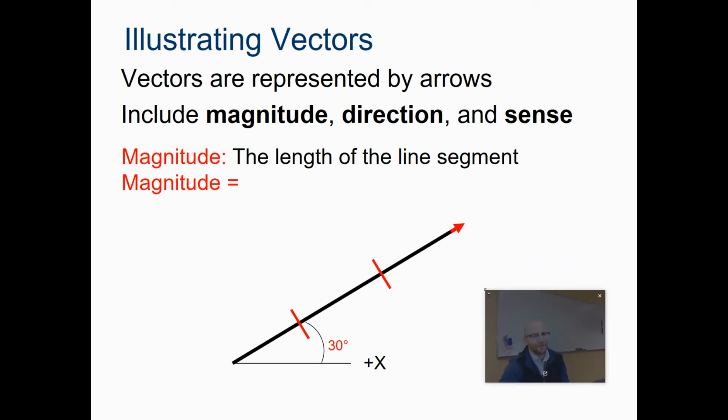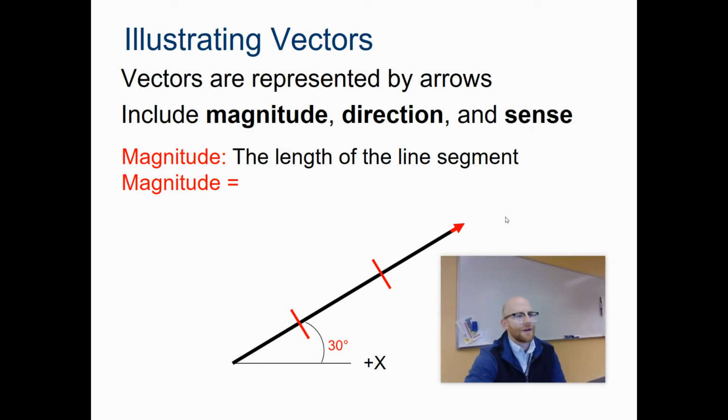And so if we look at illustrating vectors, this is how we draw them. Vectors are represented by arrows, including magnitude, direction, and sense. We talked about magnitude already. It's the length of the line segment. So this is like a free body diagram where you have a longer line depending on the magnitude. Right here, we have magnitude, and it's broken up into three different areas.